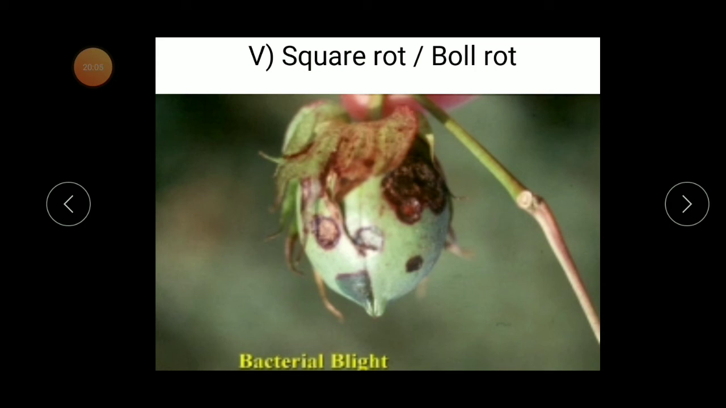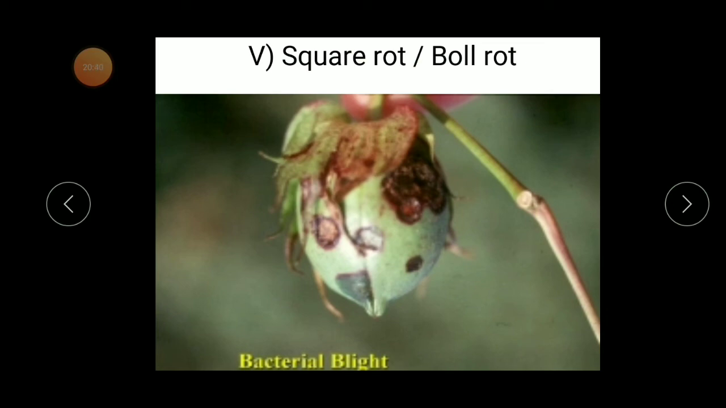On the balls, water-soaked lesions appear and turn into black and sunken irregular spot, as you can see in this image. The infection slowly spread to entire ball and shedding occurs. The infection on mature balls lead to premature bursting. The bacterium spread inside the ball and lint gets stained yellow because of bacterial ooze and lose its appearance and market values.